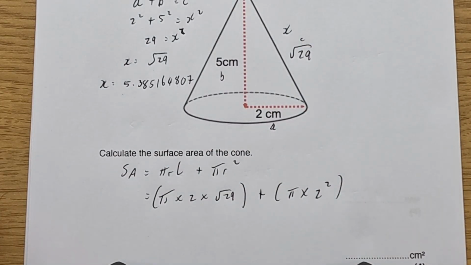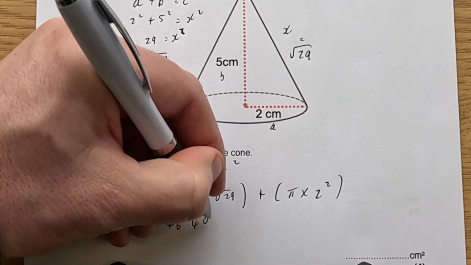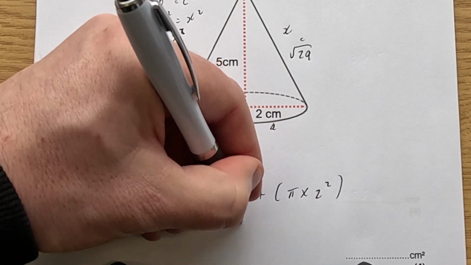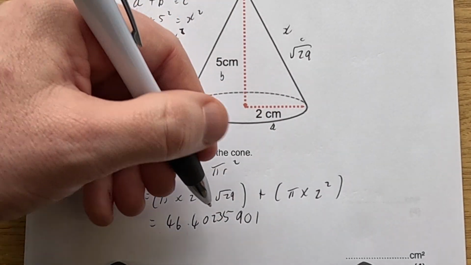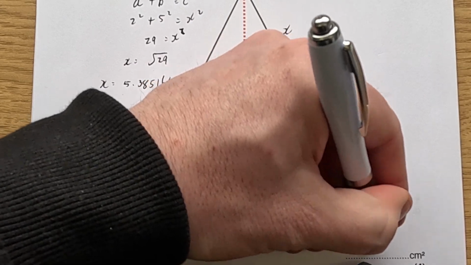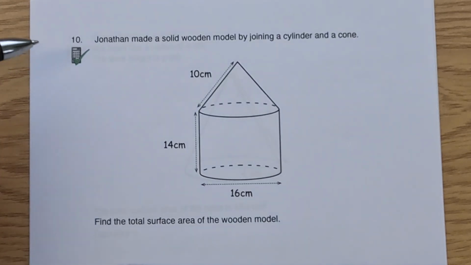And then we just need to type this into our calculator and work it out. When you do that, you get an answer of 46.40235901. Let's just round that to 1 decimal place, that'll be 46.4. So 46.4 centimeters squared. And that's it. Okay, so let's have a look at our next question, question number 10.